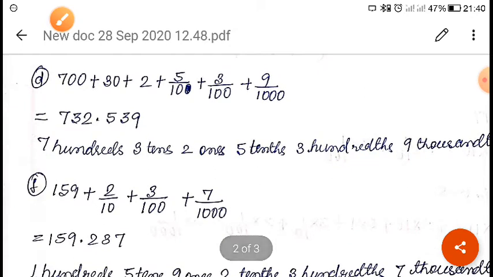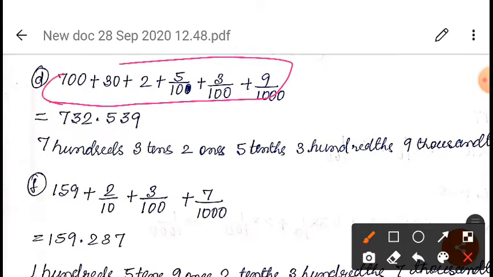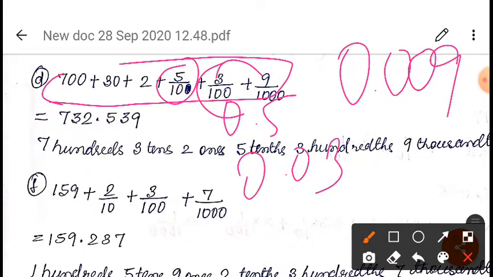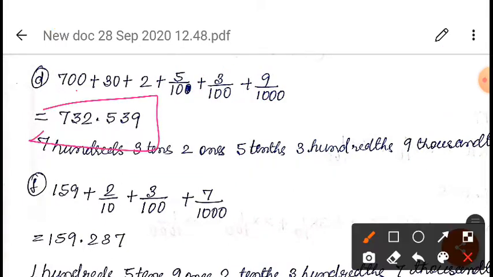Now the next question: when you add this, this one will be 0.5, this one will be 0.03, and this one will be 0.009. When you add these, you get this. Now the position of this 7: after the 7, how many digits are there? 2 digits, 3 and 2, so this 7 is in the hundreds position. After the 3, only 1 digit, so this 3 is in the tens position, and this 2, since no digit is after it, is in the ones position.